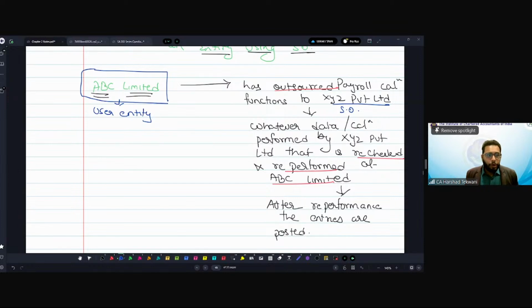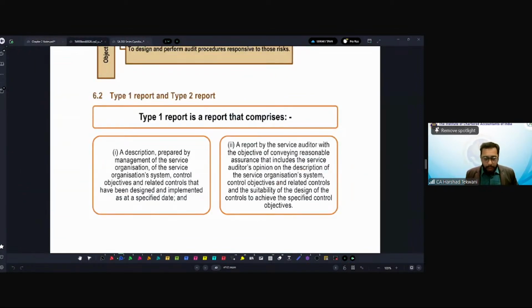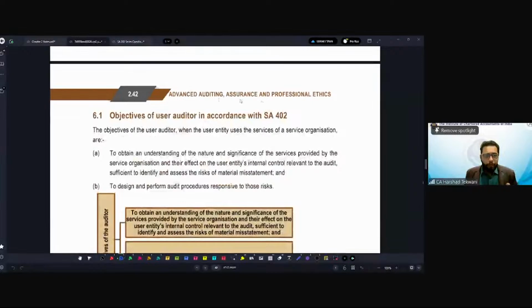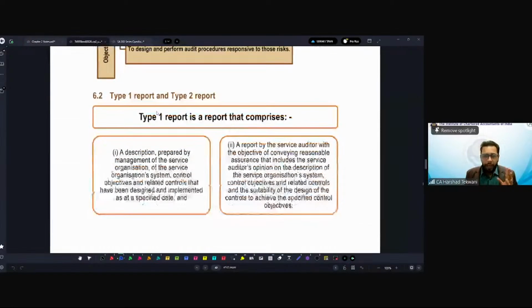Okay. If no doubts, then let's understand the Type 1 report now, which is there in your modules for 2.42. That is a very good chart that we should refer to. Okay, the Type 1 report.